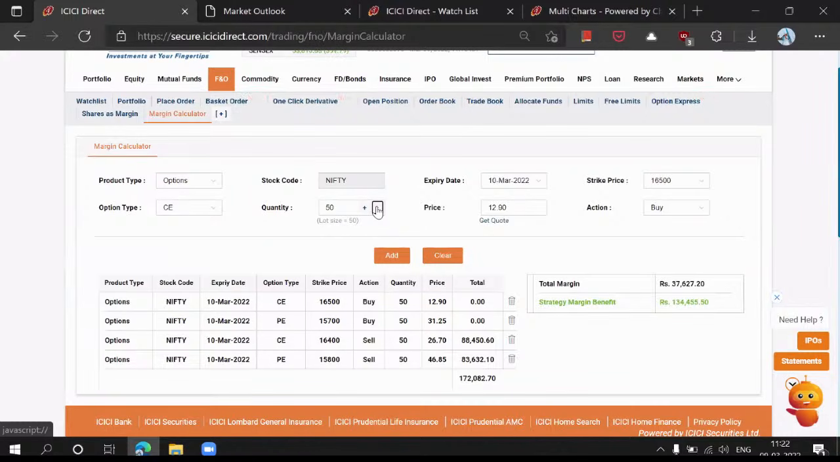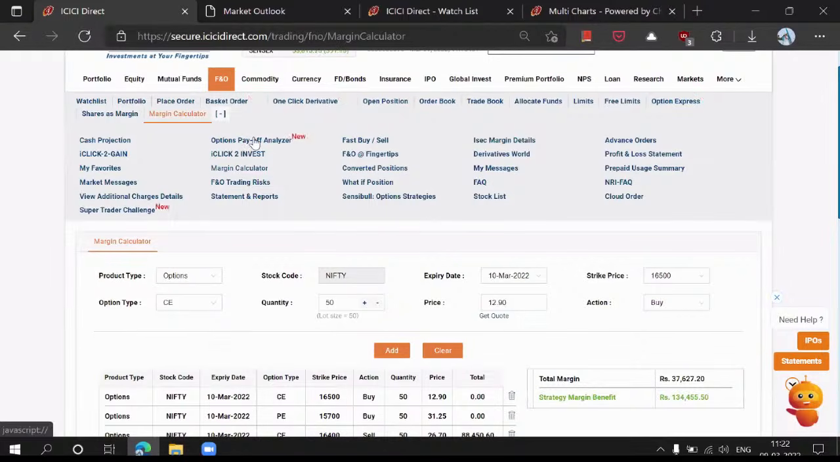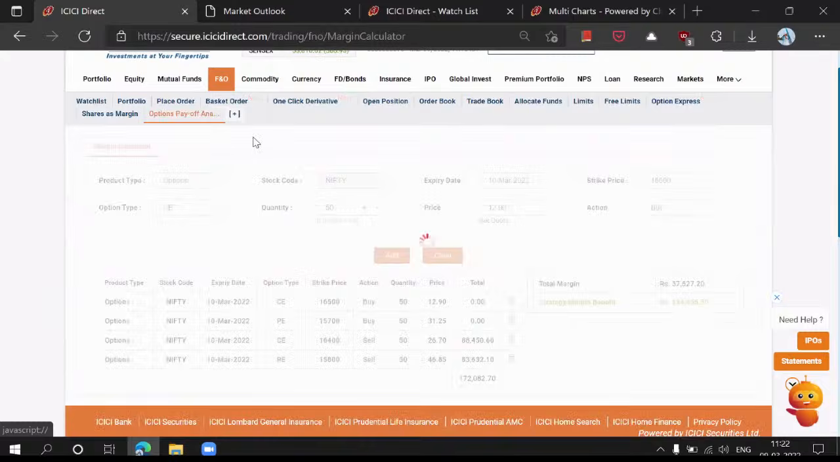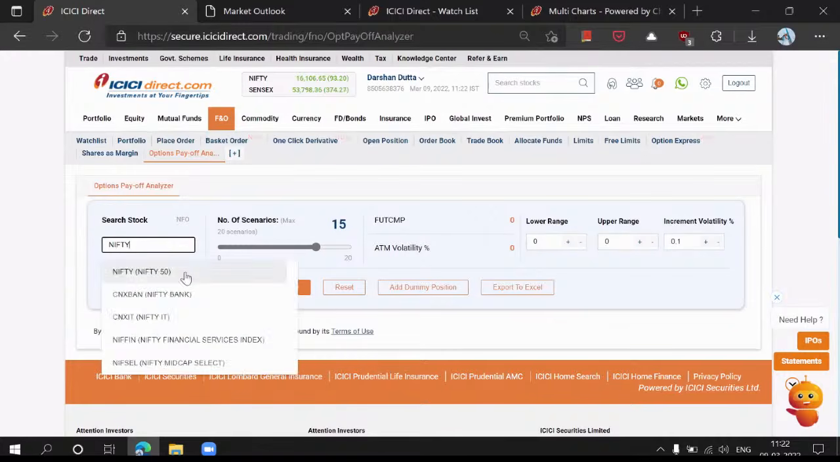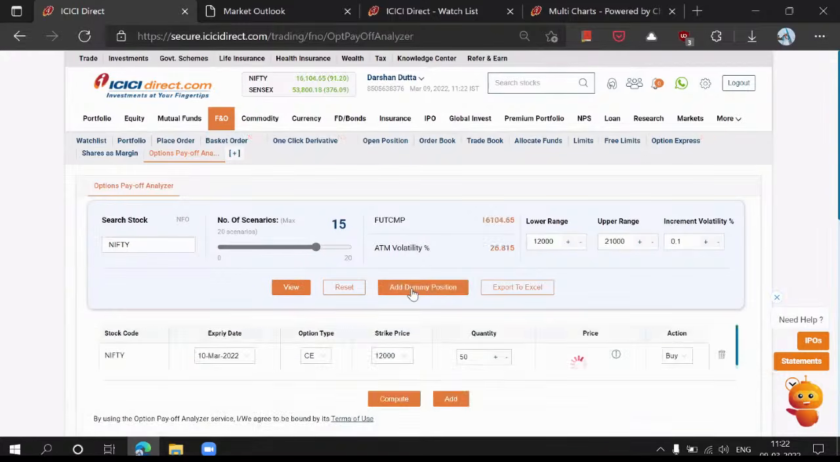Let's also show you some of the payoffs. How do the payoffs look? We'll show you some for this position itself, and then we'll go to the payoff analyzer. If you click on the plus sign here, you see the options payoff analyzer on ICICIDirect. You click on the options payoff analyzer. Let's say we do Nifty, and you could create dummy positions. If you already have a position, just type the stock code and it will show you the payoff analyzer for the position that you hold. So both are available.